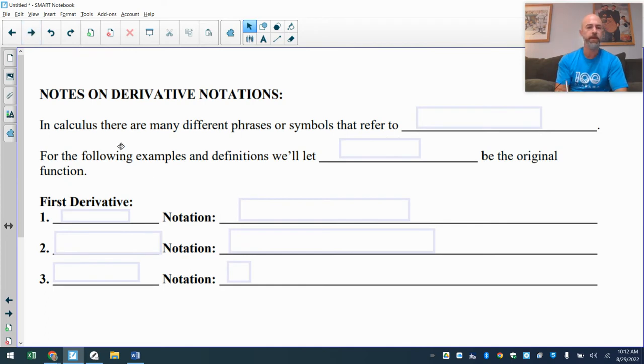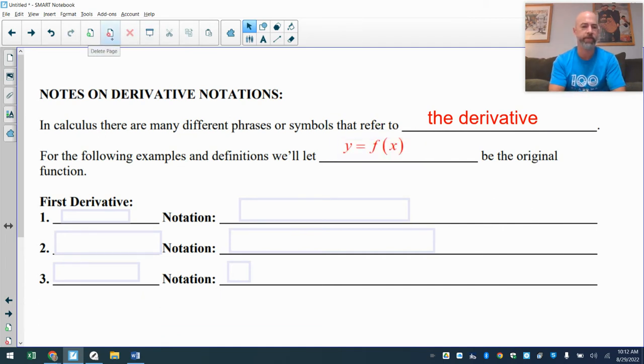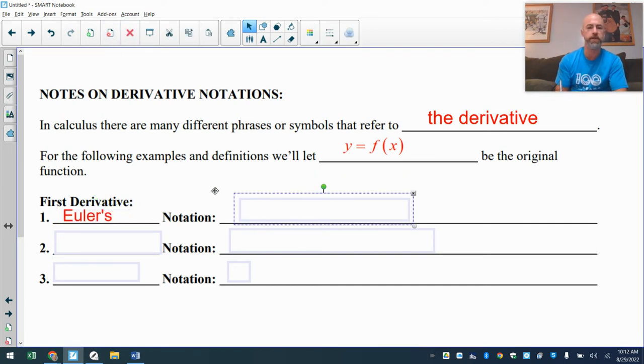So let's get some simple stuff out of the way first. In calculus, there are many different symbols that mean or refer to the derivative. And in all of these examples, we will let y equal f of x be our original function. So let's look at a couple of the different notations we use, and they all have names based on who popularized it. So we will start with Euler's notation.